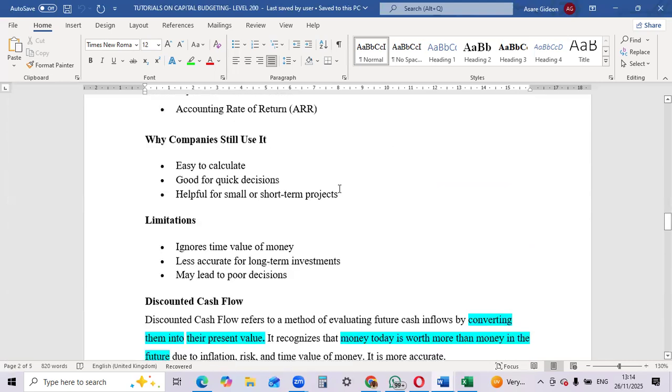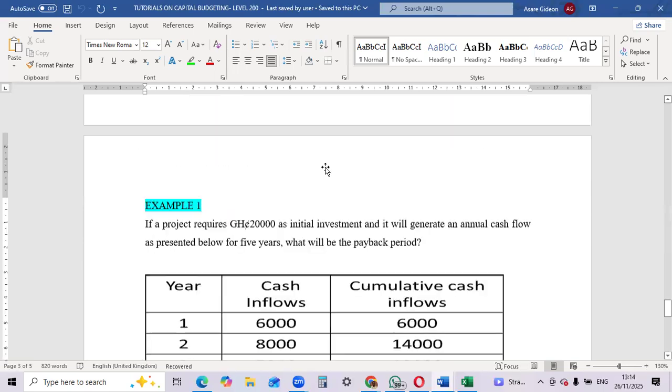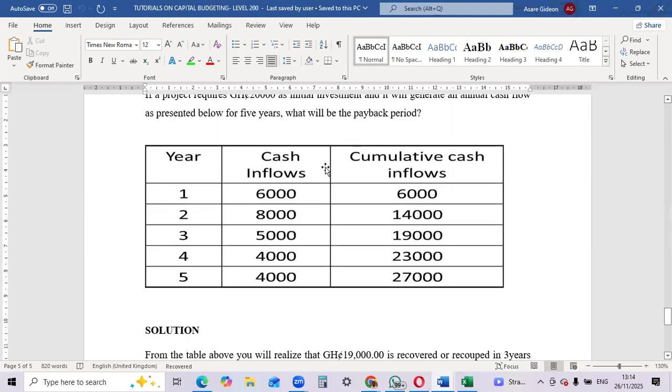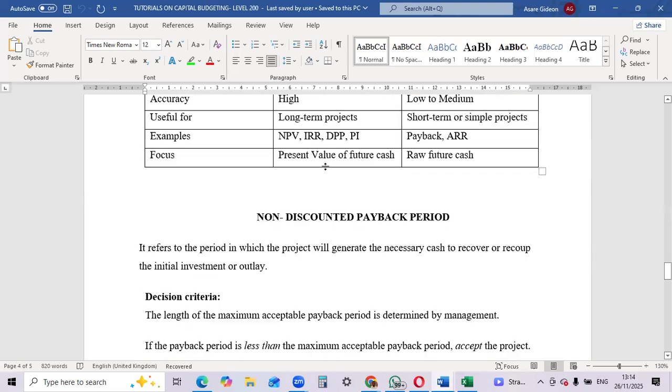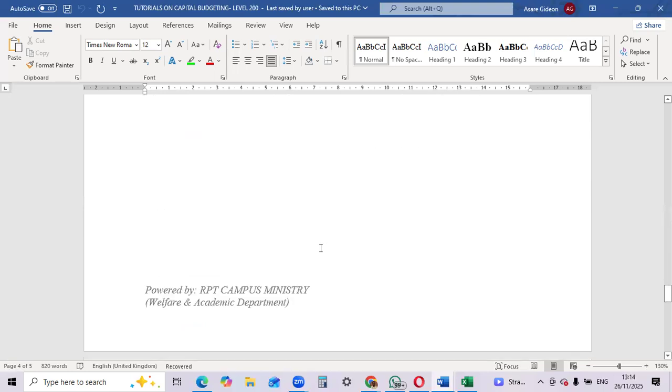And so in conclusion, what we are saying about capital budgeting or investment appraisal is that it helps us to make good decisions, financially sound investment decisions, right? So that is what we are saying. Okay, so beloved, let's look at this particular example. Don't forget that we are looking at non-discounted payback period, and there is a practical example that we are going to solve together, okay?